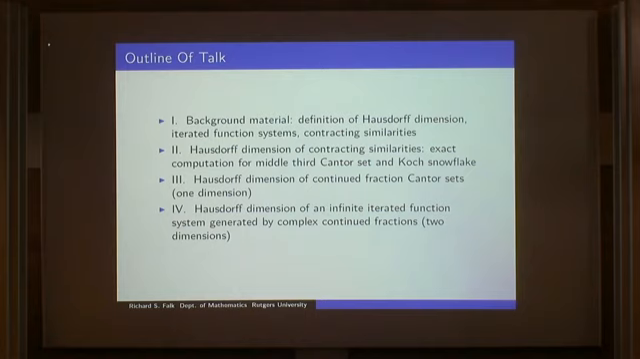And then I want to talk about two examples where you can't do it by some nice theorem. You need to actually do some numerical computation. And that is what are called continued fraction Cantor sets. They're easy to define. I'm going to define those for you. And then, so those are going to be one-dimensional problems. And then the second thing is iterated function system generated by complex continued fractions. So that'll be a two-dimensional problem.